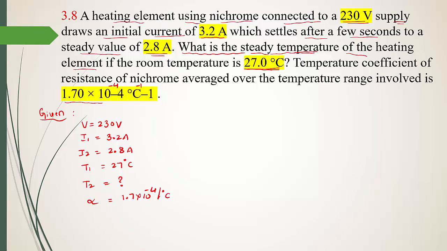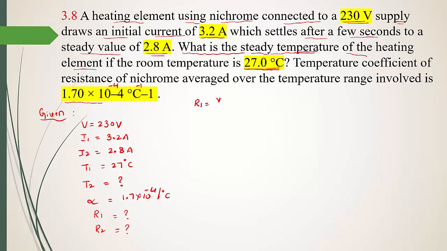We have the equation. In the previous problem we used R equal to R0 into 1 plus alpha delta T. That equation we can use, but here we don't know the value of R1 and R2, that we have to calculate. Yes, first we can calculate the value of R1 and R2. We know about Ohm's law, V equal to IR. Now I am going to write that equation.